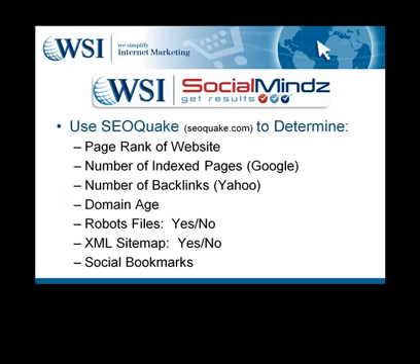The last few things are that SEOQuake will also tell you if the website has a robots text file and if they also have an XML sitemap, which allows the search engines to easily crawl and understand all the different pages of the website. You could also customize SEOQuake, especially since we're talking a lot about social media these days, to find out how many links are coming from social sites like Digg or Technorati or StumbleUpon. I'll show you how to do that in just a moment.